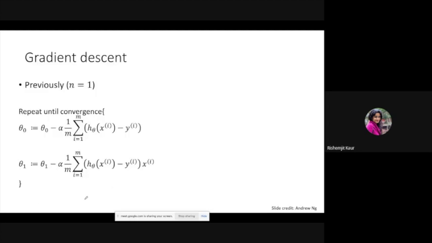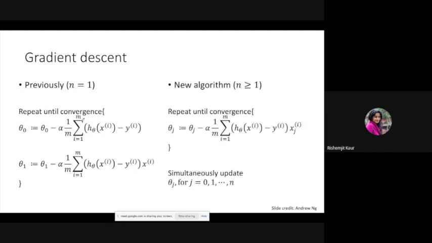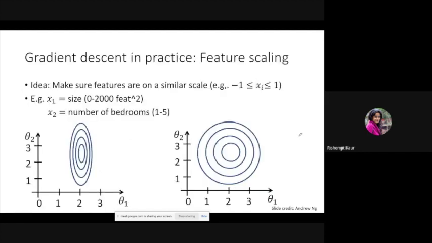So this is what our hypothesis becomes like. That's what we have seen before, right? With the new thing, nothing has changed. It's the same equation, we just generalize it. Instead of writing theta 0, theta 1, we are writing theta j. The equation is exactly the same. Your algorithm will work exactly in the same manner, right?